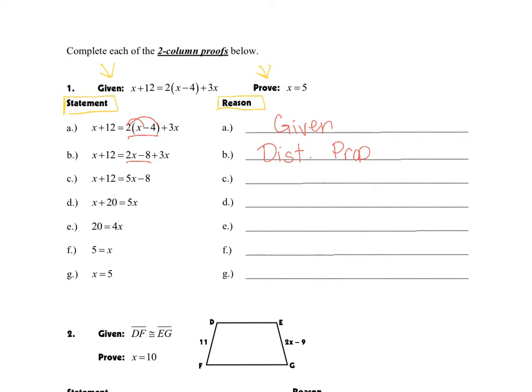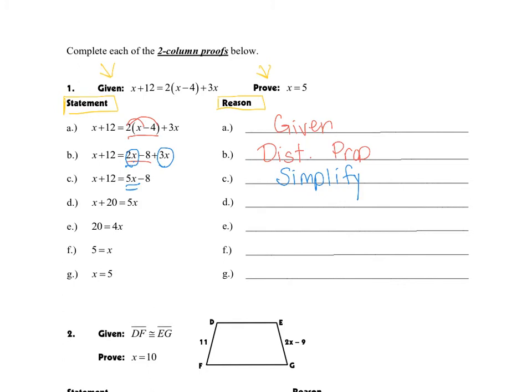Now if we look further, we can see that what changed here was that the 2x and the 3x were combined as like terms to make 5x. And so our reason for this is simplification. We simplified there, and what we did to simplify was combining like terms.